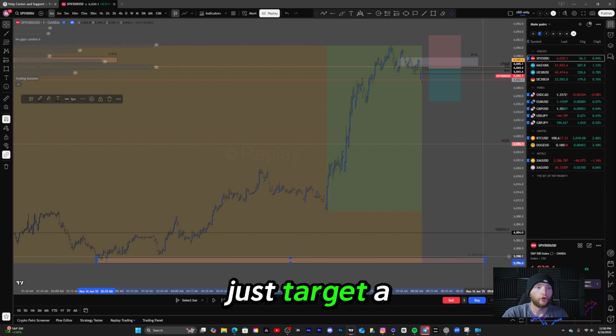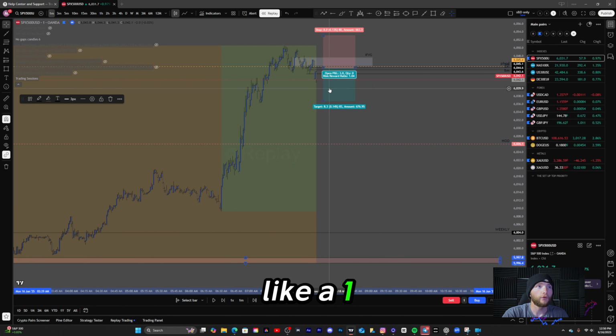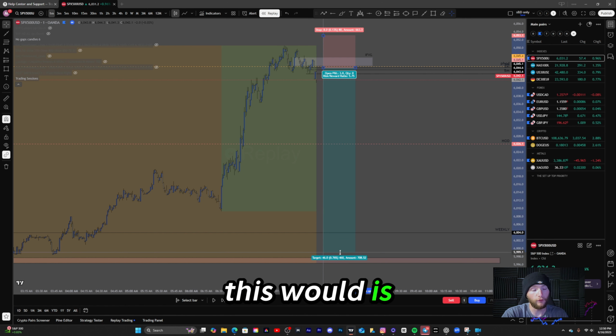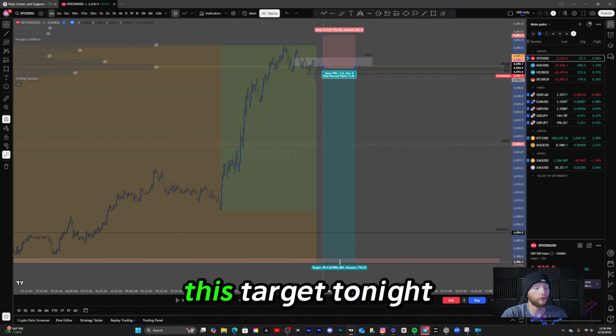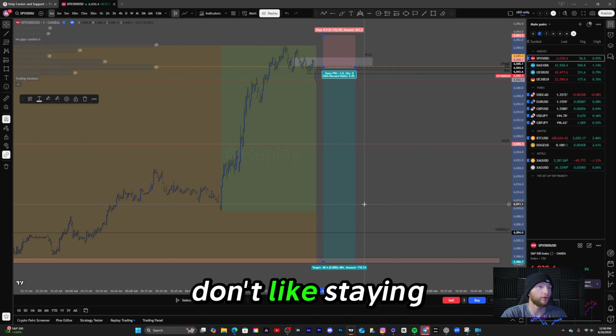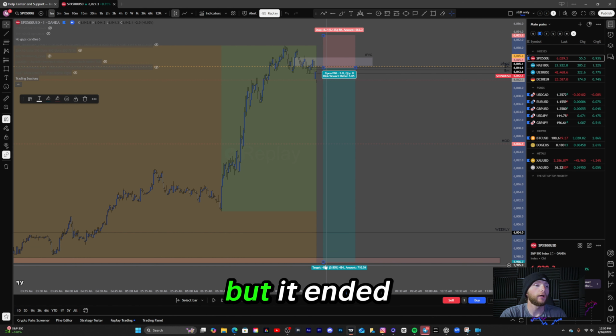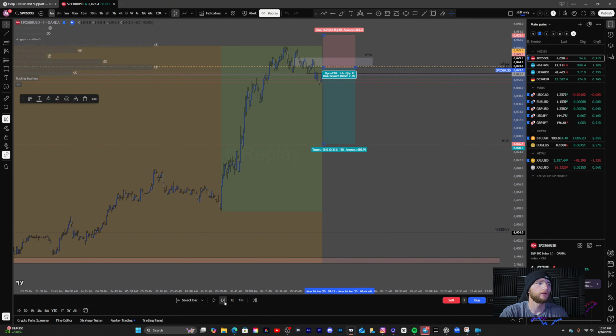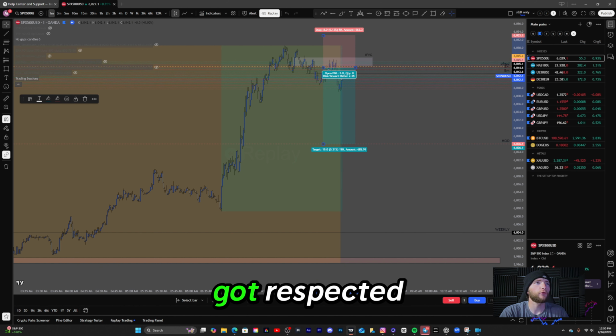Typically, I would just target like a 1 to 2, 1 to 3. And I believe this is going to hit this target. It might very well hit this target tonight, but I don't like staying in a trade for too long. But it ended up hitting for a 1 to 2 point something right here. And let's play this out. But as you can see, it got respected.